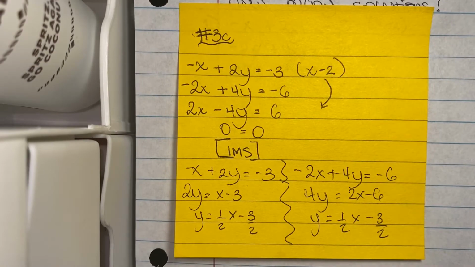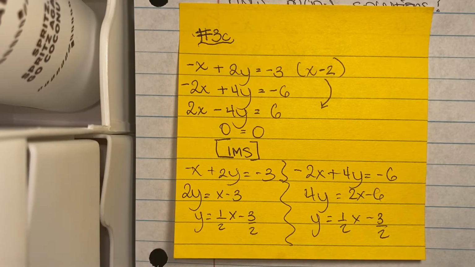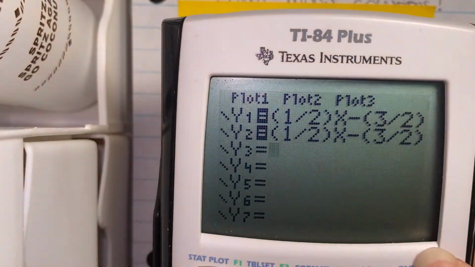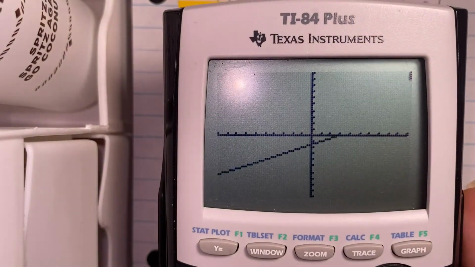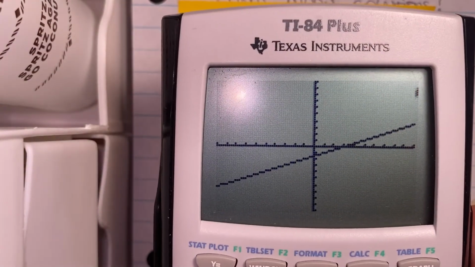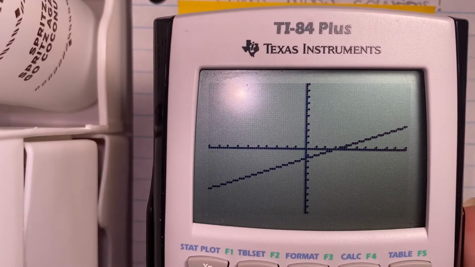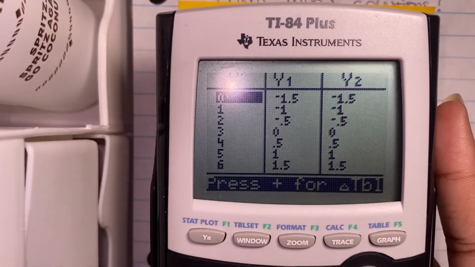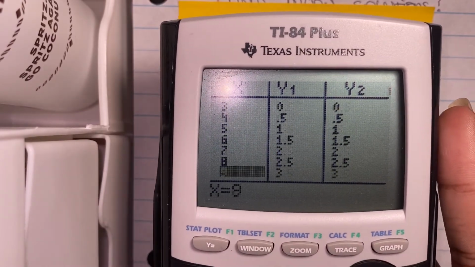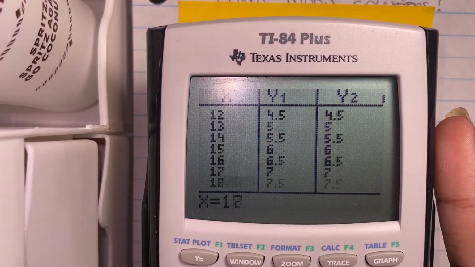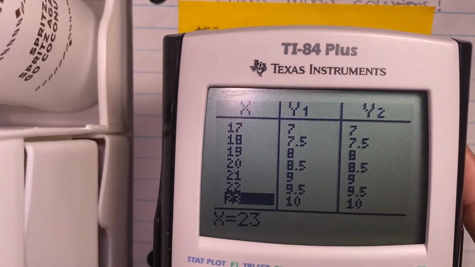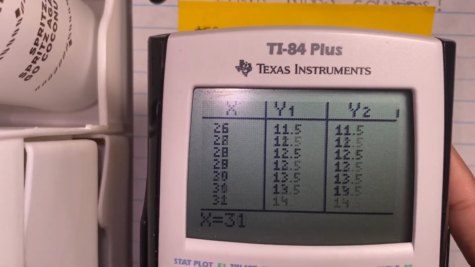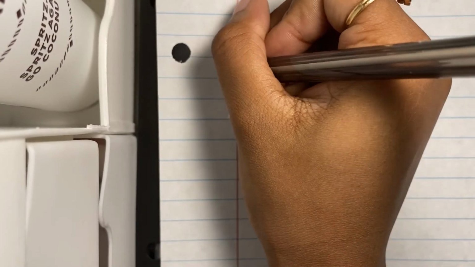Okay, so as you guys can see, I just rewrote both of the equations in y equals mx plus b form, so it'll be easy for me to put into my calculator. And they ended up being the same equation, which is quite obvious because it's infinitely many solutions, which means they're both going to have the same x and y's forever, because it's the same equation. I just went through the table to show you guys that. Okay, so on to number 2.